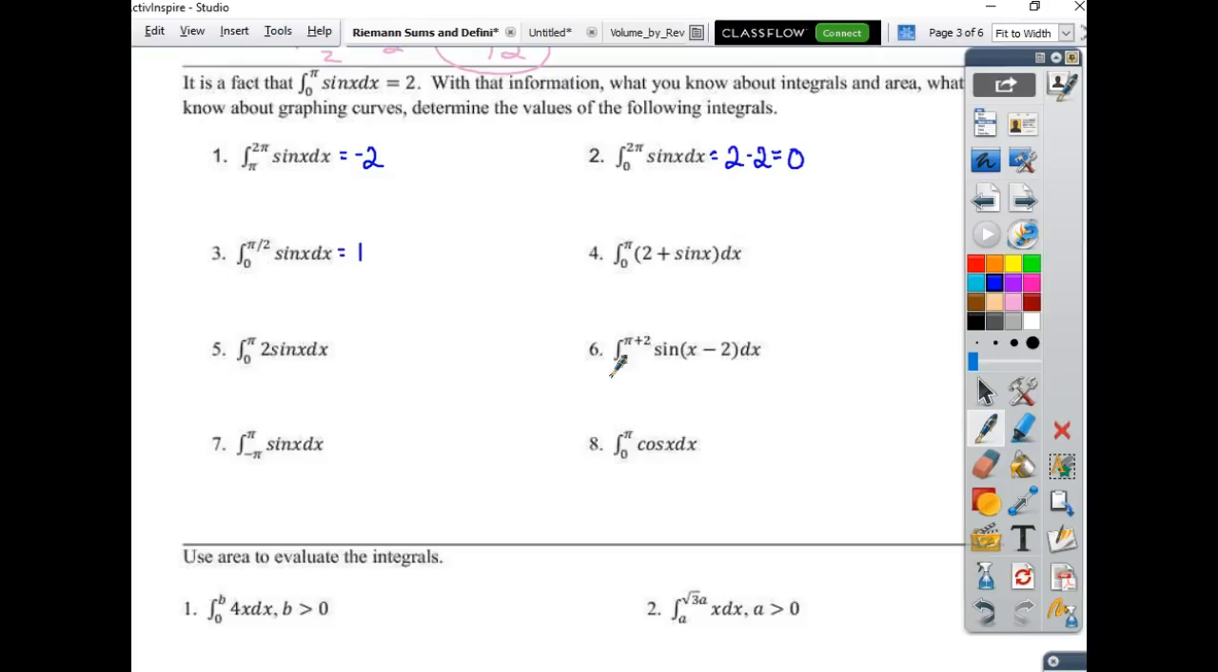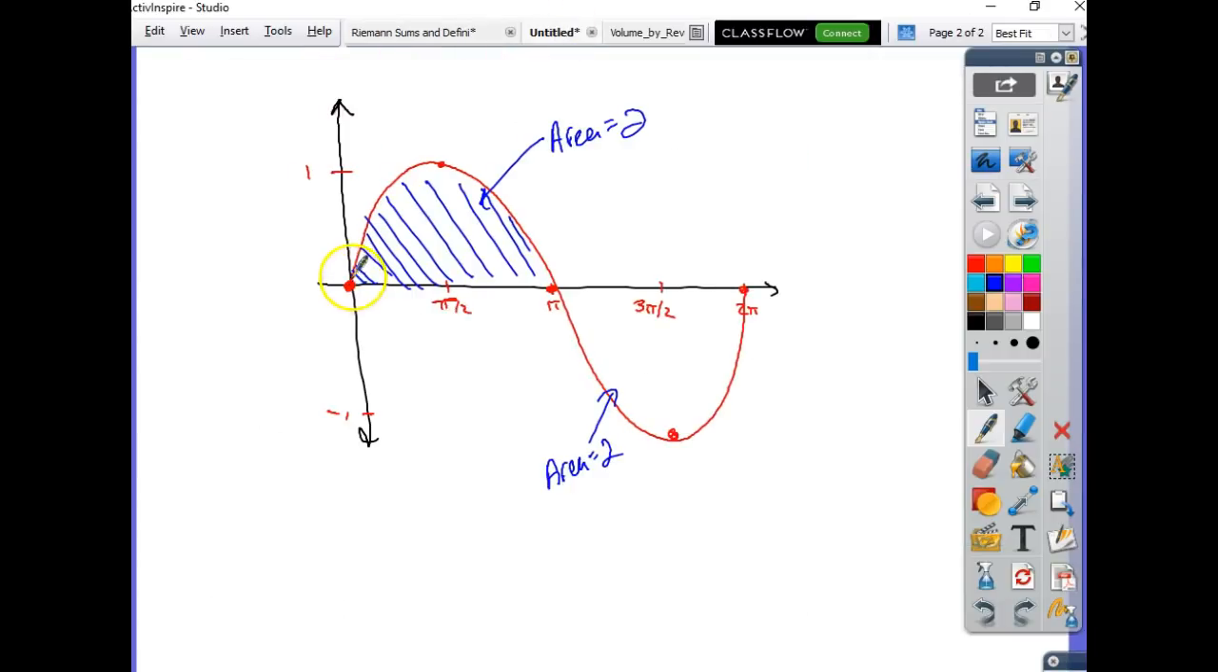I want to look at 5. So 5 says 2 sine of x dx from 0 to pi. And what I want to point out is, if we're thinking about how this works, the graph of that means that every single one of these points is exactly 2 times its original height. So instead of it being at 1, we're up here at 2. Instead of this being at 1/2 here, this is actually at 1. So when I draw this graph, it really does some cool stuff. Now I have not multiplied the width by anything, but I've multiplied every single height by 2.